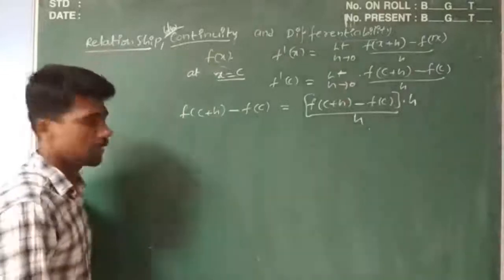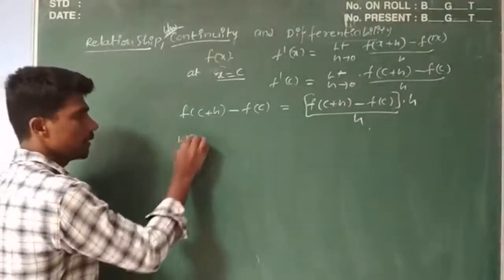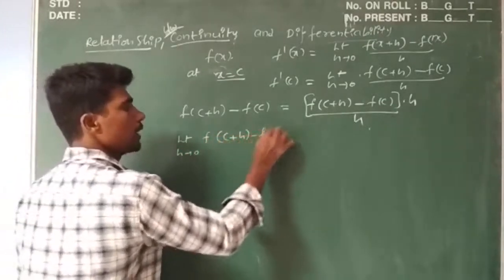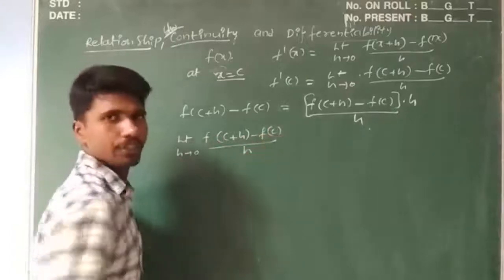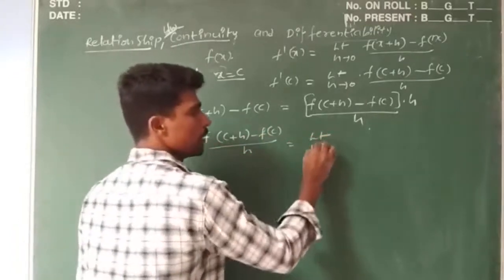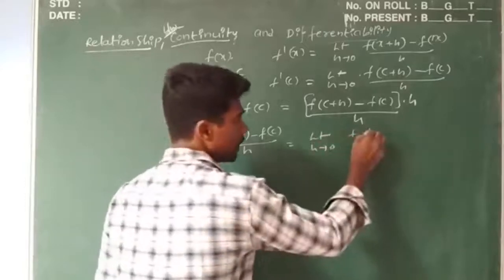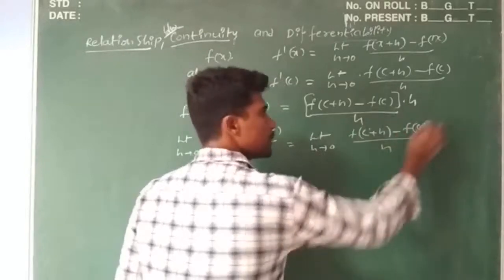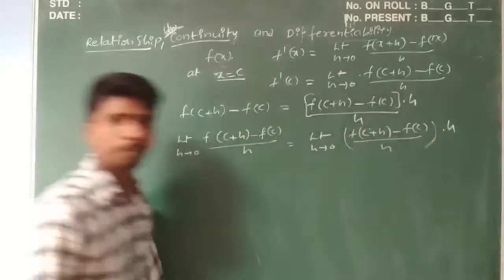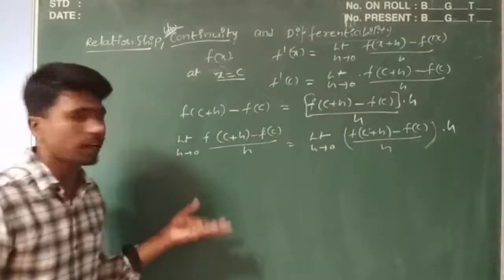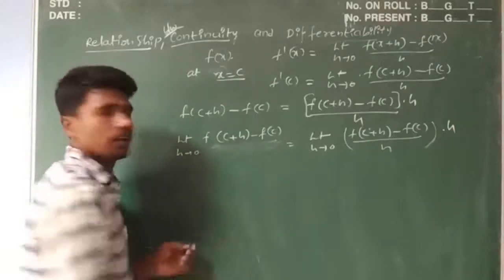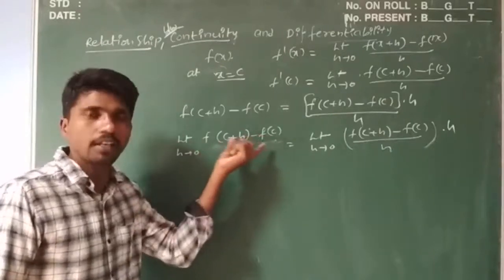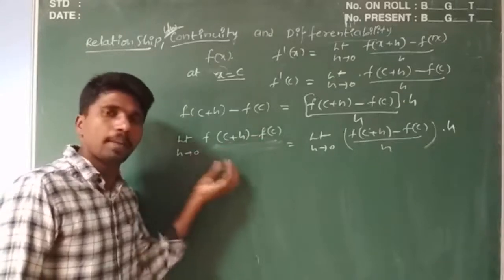Now I am going to apply limit on both sides. Limit h tending to 0 of f of c plus h minus f of c is equal to limit h tending to 0 of f of c plus h minus f of c by h into h. So by the properties of limits, limit of f of x plus g of x can be written as limit f of x plus limit g of x.